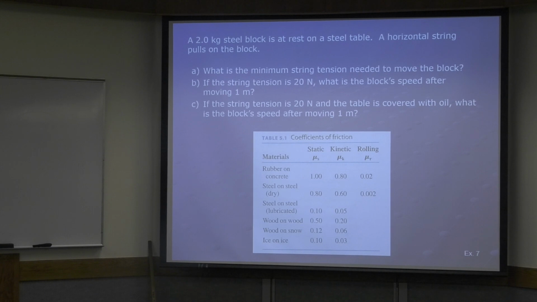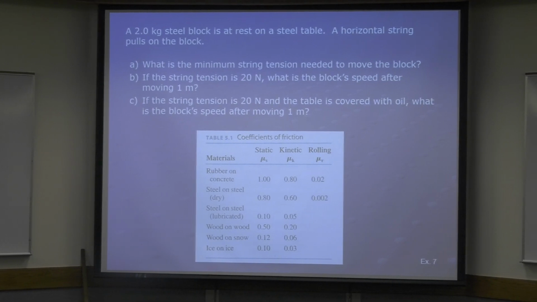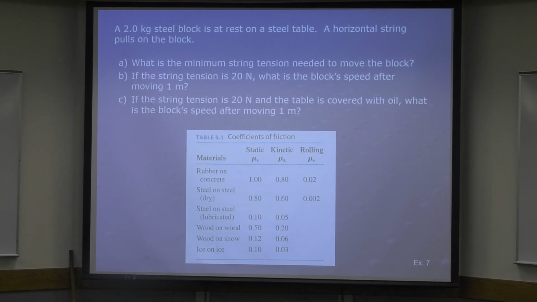A 2-kilogram steel block is at rest on a steel table. A horizontal string pulls on the block. What is the minimum string tension to move the block? Oh, that's cool, right? That's just a force problem. Yay! All right, let's keep going. So first we figure that out. And then it says if the tension is 20 newtons, what's the block's speed after a meter?